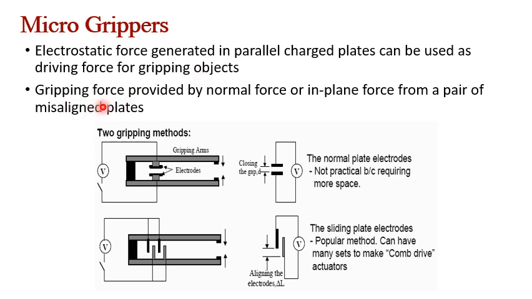The gripping force can be of two types. You can have a normal force or an in-plane force from a pair of misaligned plates. The figure over here shows two different arrangements. In the first arrangement, you're using a normal gripping force. Here the disadvantage is that the electrodes consume a lot of space. So we go for the second arrangement. Here you have multiple pairs of misaligned plates. This arrangement is preferred, and it is also known as a Coulomb drive actuator.